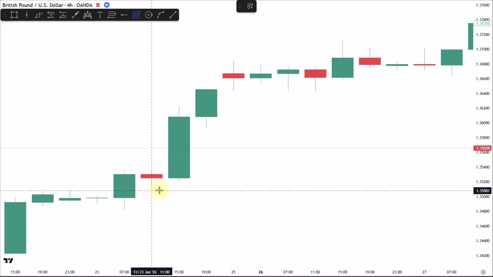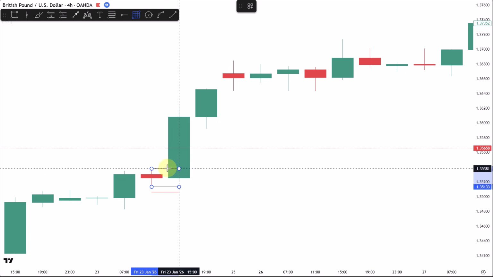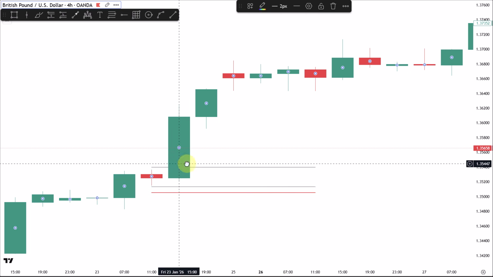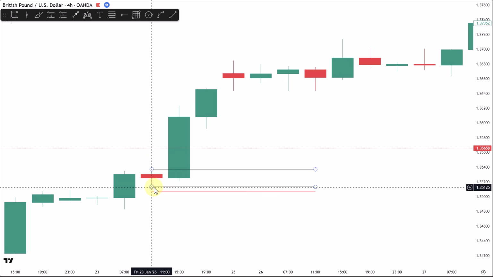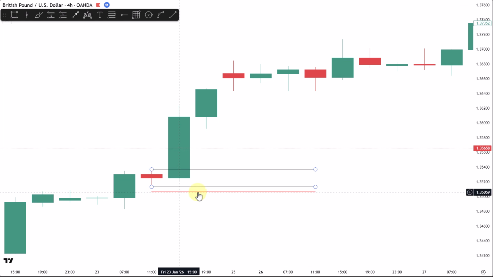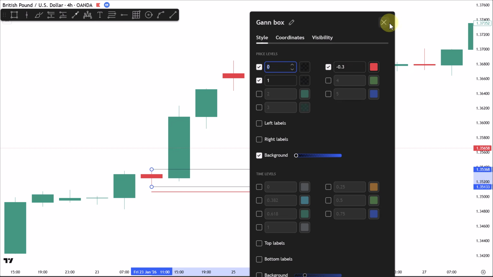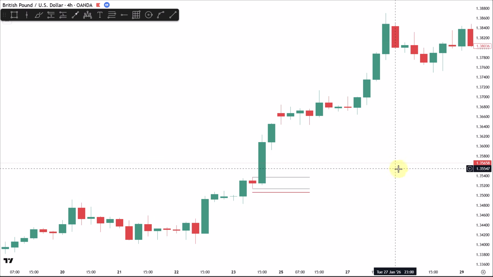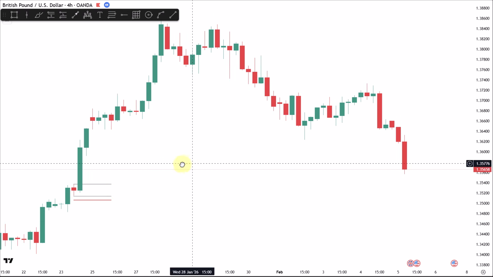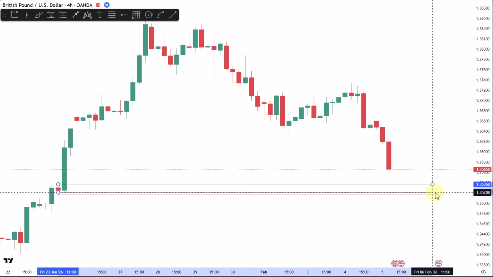We take the box and we draw it from the bottom to the top of the consolidation candle. So now the box is going from the bottom to the top, and this red line is the minus 0.3. And what this does is that the distance from the lower line to this is 30% of this large box. Why is this important? It's important for stop loss placement.